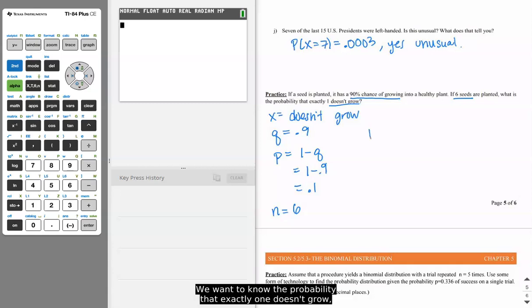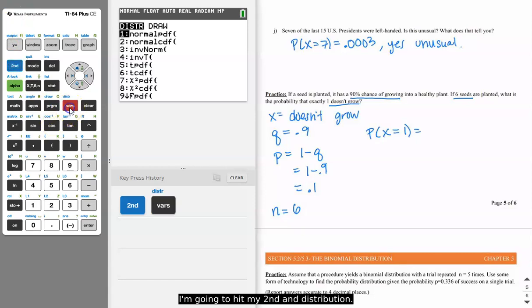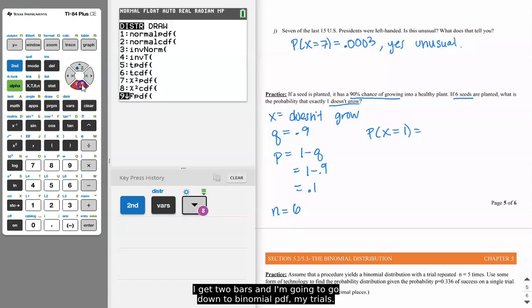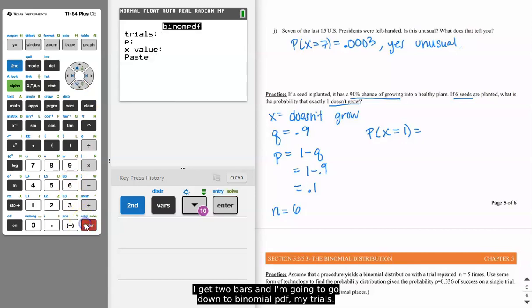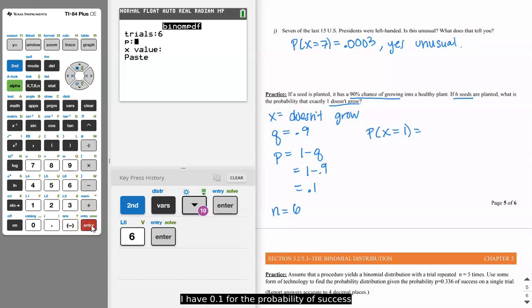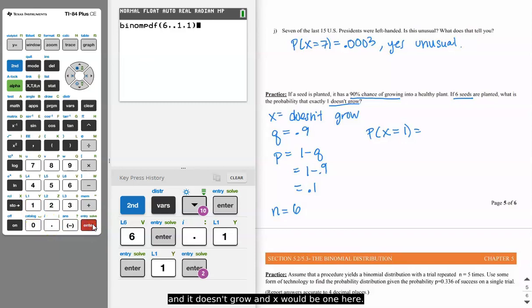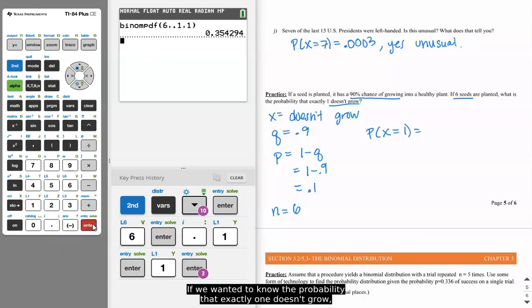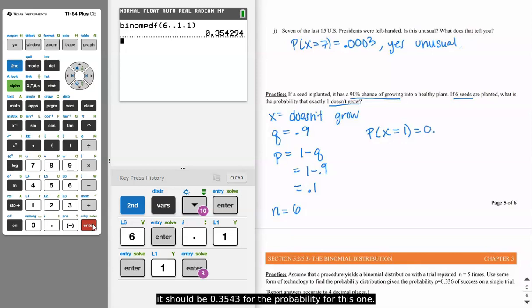So we want to know the probability that exactly one doesn't grow. So x would equal 1. I'm going to hit my second and distribution, so I get the bars. I'm going to go down to binomial PDF. My trials, I have 6 plants. I have 0.1 for the probability of success, that it doesn't grow, and x would be 1 here. And so if we wanted to know the probability that exactly one doesn't grow, it should be 0.3543 for this one.